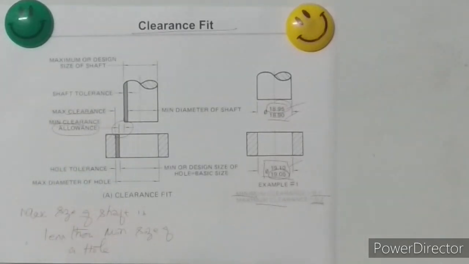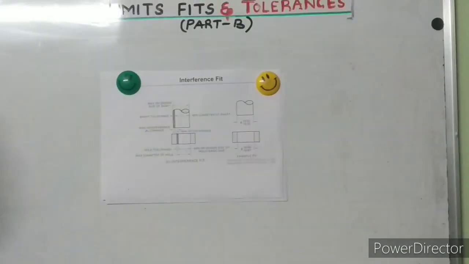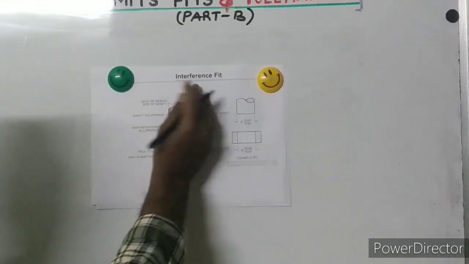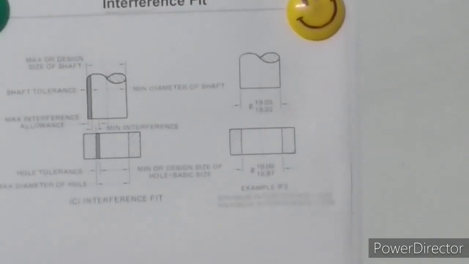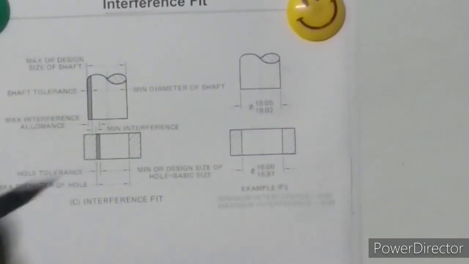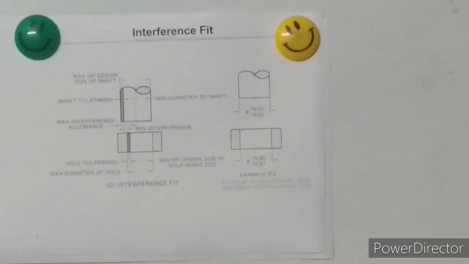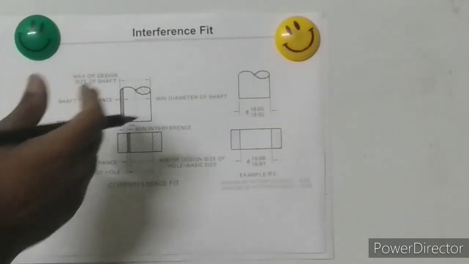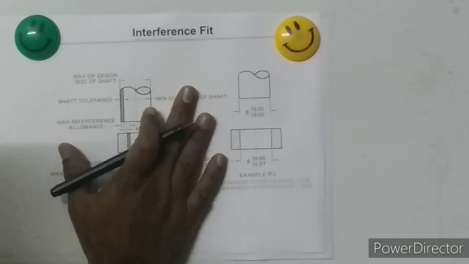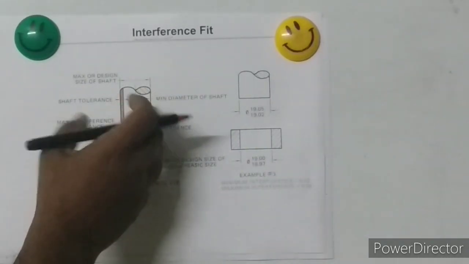So let me see the next one, interference fit. As the name suggests, interference. So clearance means there is an easy fit, while interference means there will be some obstruction. It's called interference. So what is it? That means, just look at the figure.